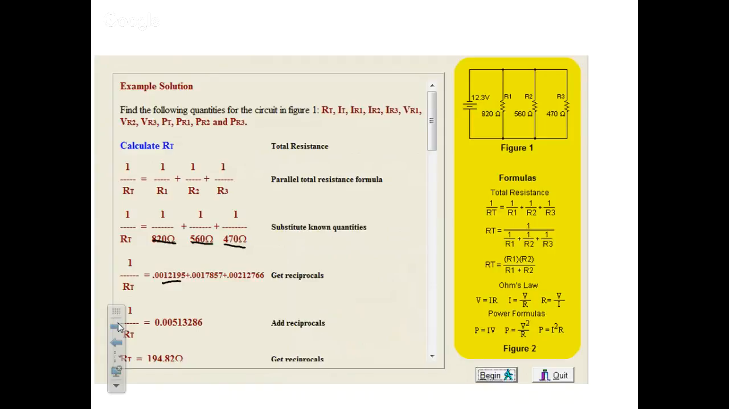Once we add all of those up, we divide 1 by that sum, right here, all right? And this gives us our total RT of 194 ohms. Everybody see how we did that? Here, we're going to do an exercise in just a second, all right?